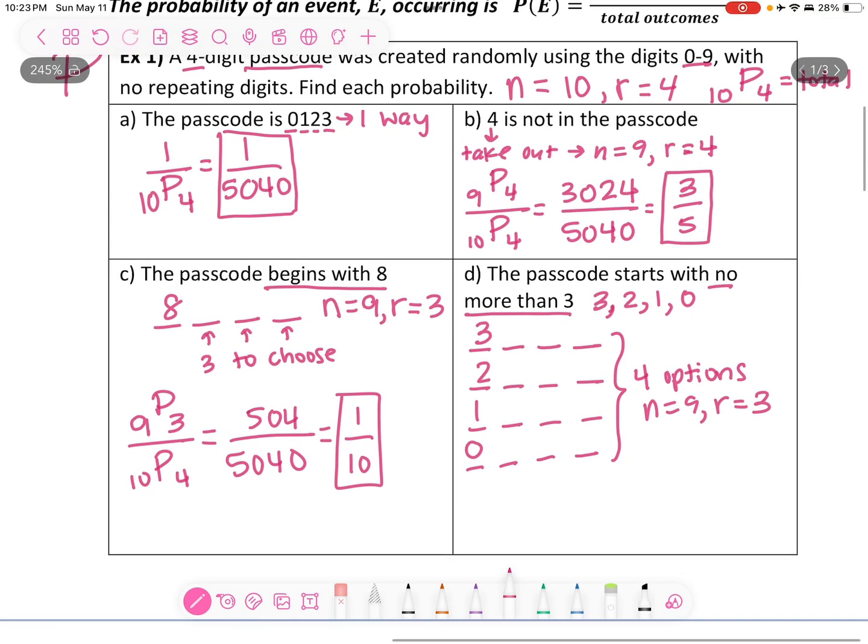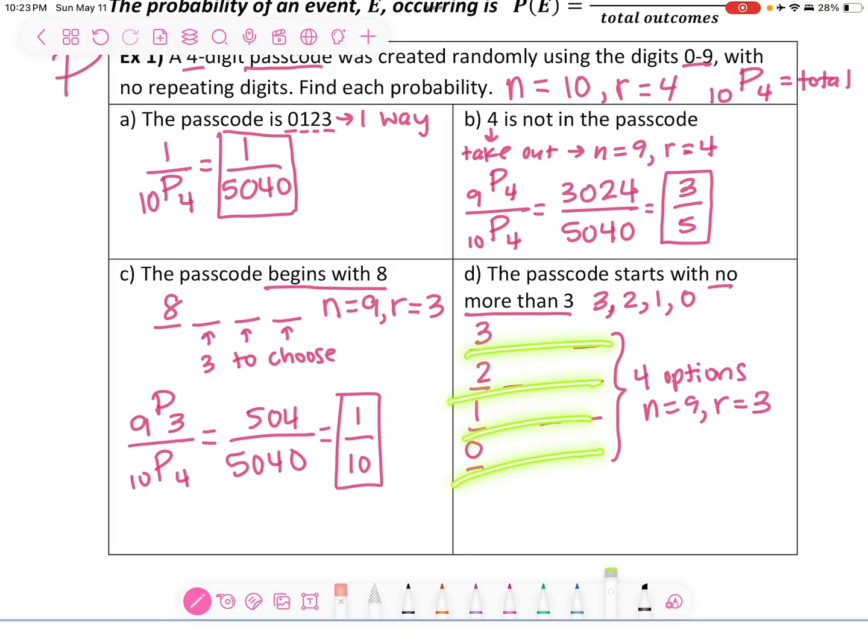Okay, so now when you do the shift, be very careful. Instead of it just being 9 permutation 3 like it was for the last problem, it's that 1, 2, 3, 4 times. So times 4. So it's going to be 4 times 9 permutation 3 over 10 permutation 4, which is the total for the entire problem, right? That's not going to change.